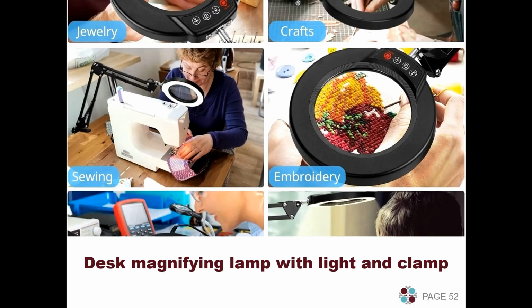This is an example of the desk magnifying lamp with a light and clamp, and you're really able to manipulate it and position it where you would like. So for an individual that may have just one hand, this allows them to use their hand on the task and not have to hold the magnifier.